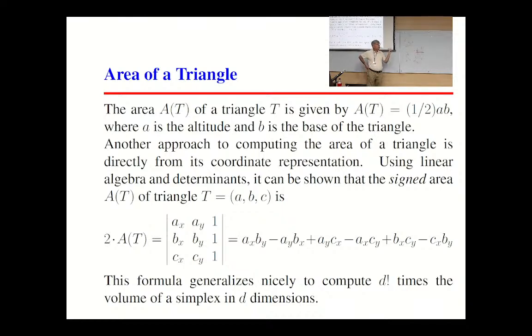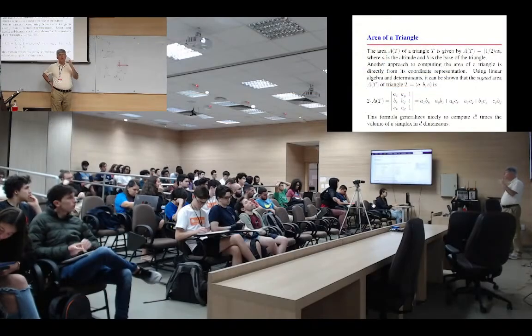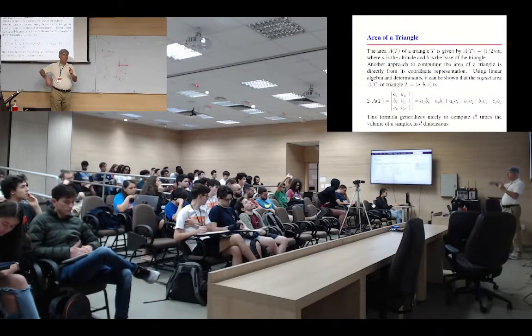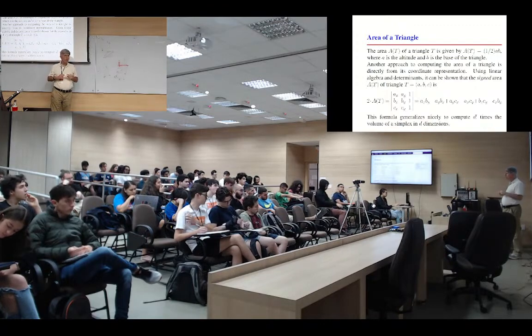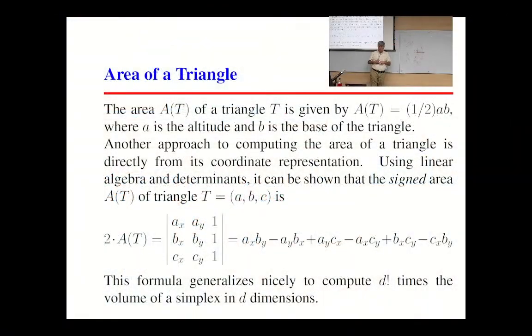So this is a useful thing. How can we use this to tell whether 3 points are on a line? When the determinant equals 0, that means that they're on the same line. Any questions about that? So this is a useful primitive.